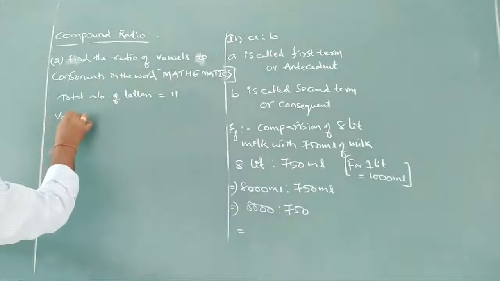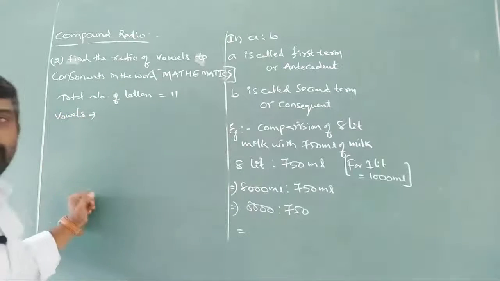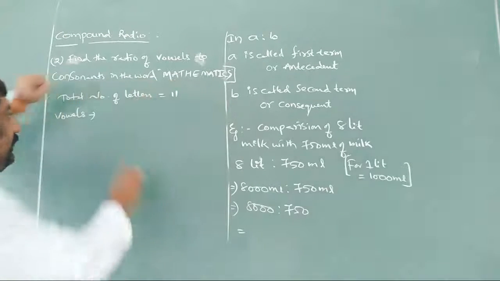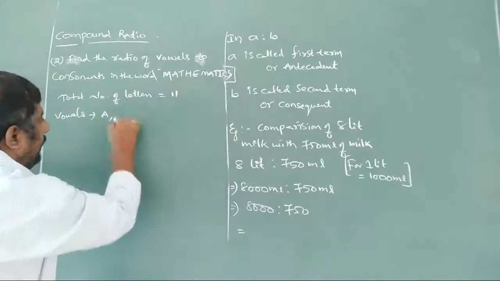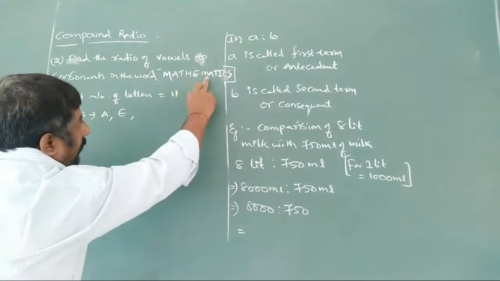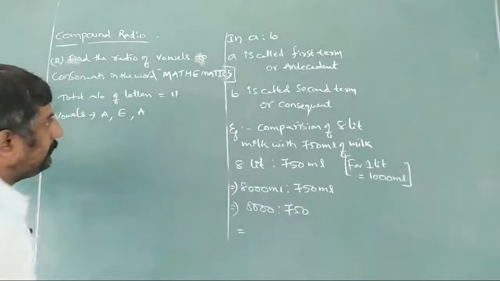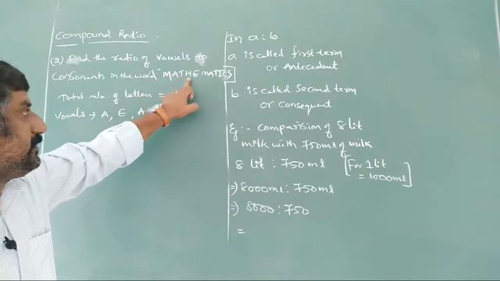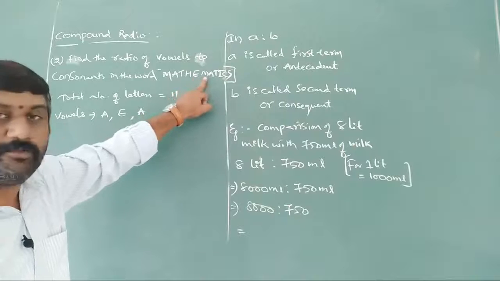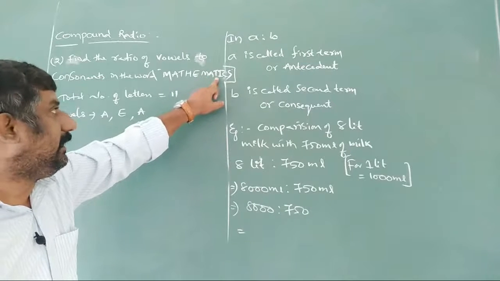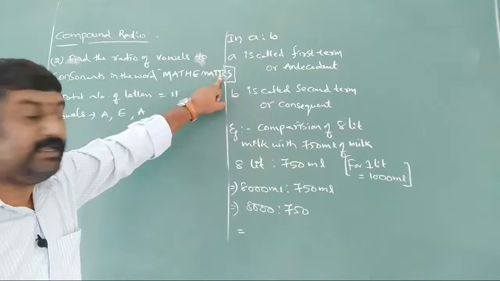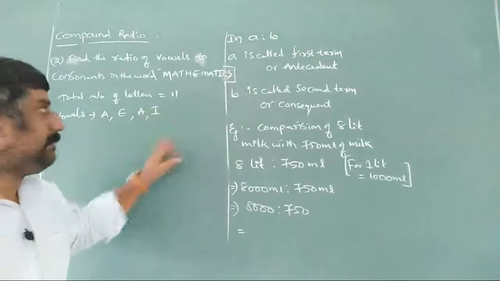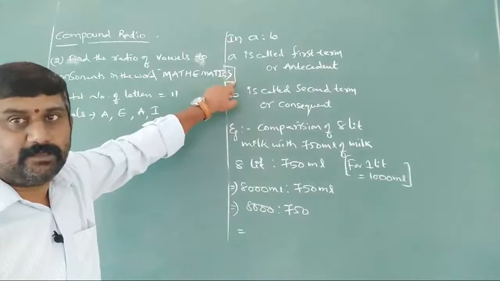And in this, what are the vowels we find? What are vowels in English? A, E, I, O, U. Do you find anything here? One is A we are finding here, the first one. Next, E we are finding. And again M, A again. M consonant, A vowel, T consonant, H consonant, E vowel, M consonant, A vowel, T consonant, and one more we have here, I, is a vowel. C consonant, S consonant.